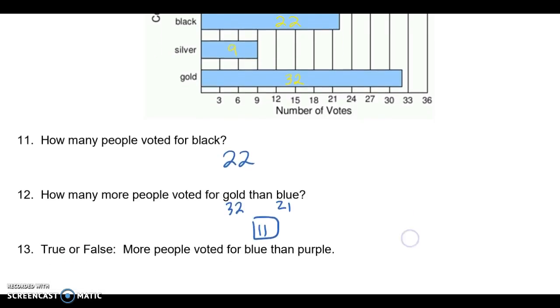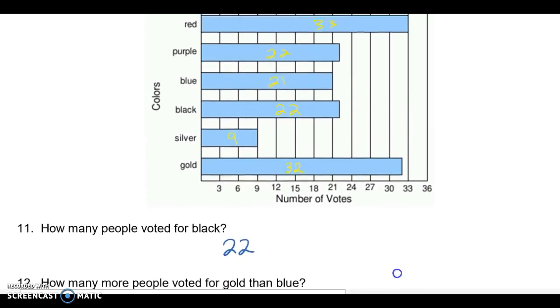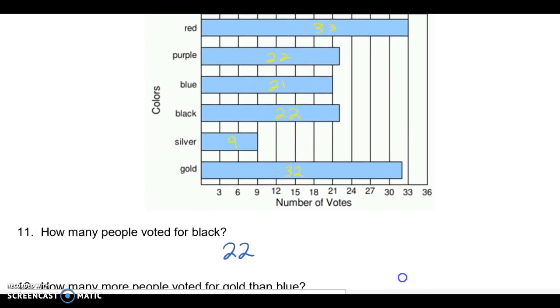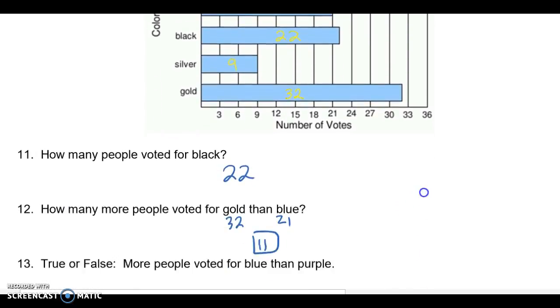True or false? More people voted for blue than purple. And that is just barely false. Looks like purple has one more vote than blue.